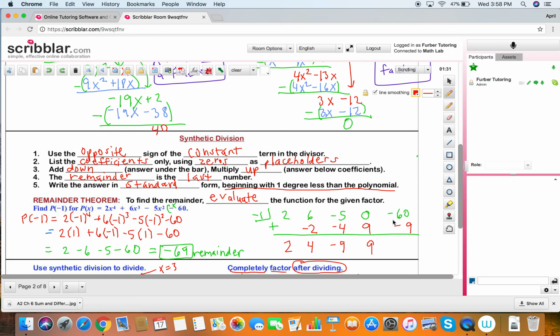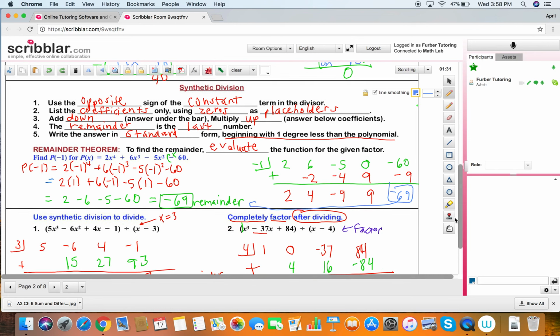What do you get when you add -60 plus -9? You get -69. That's the same remainder. Okay? So it's just another shortcut. I don't know how much you'll consider it a shortcut. If you can use a calculator, there's still, in my opinion, several steps. But it works both ways.